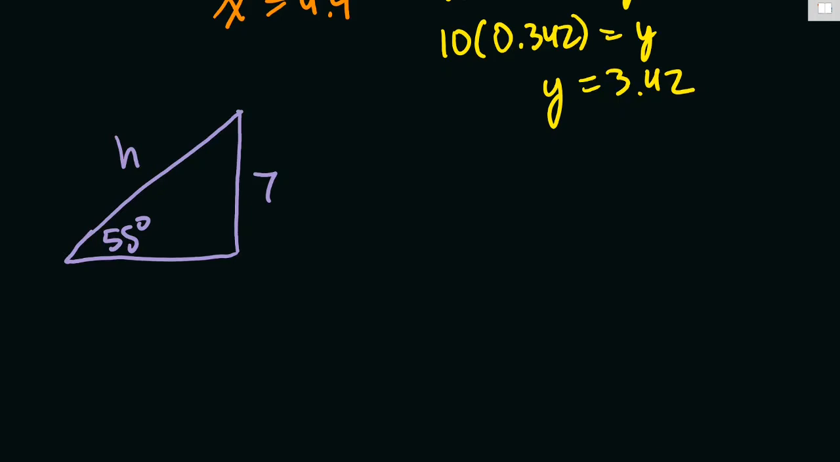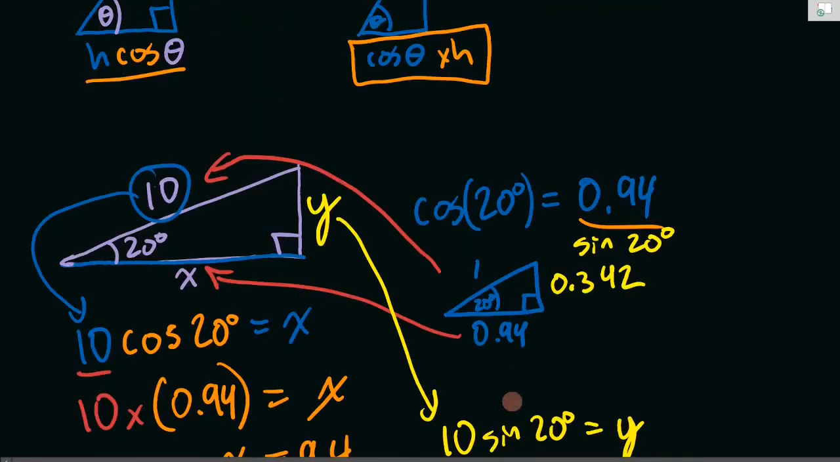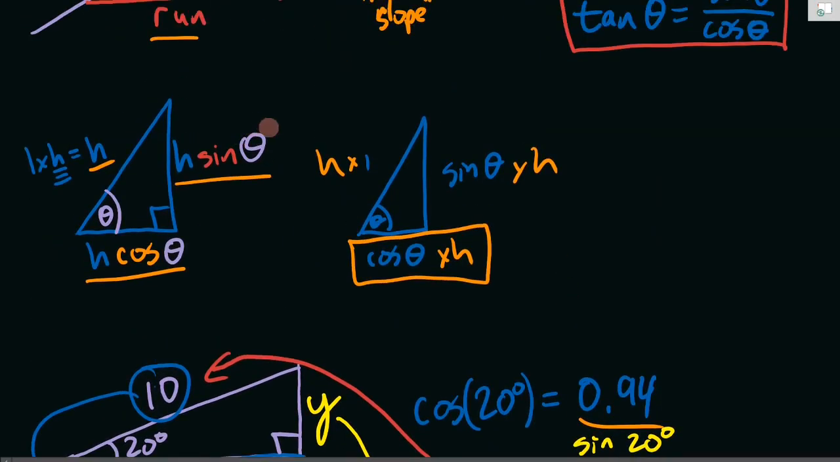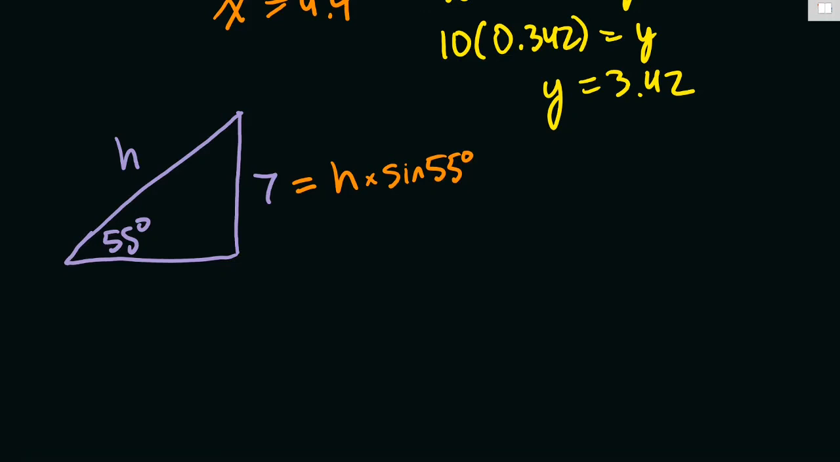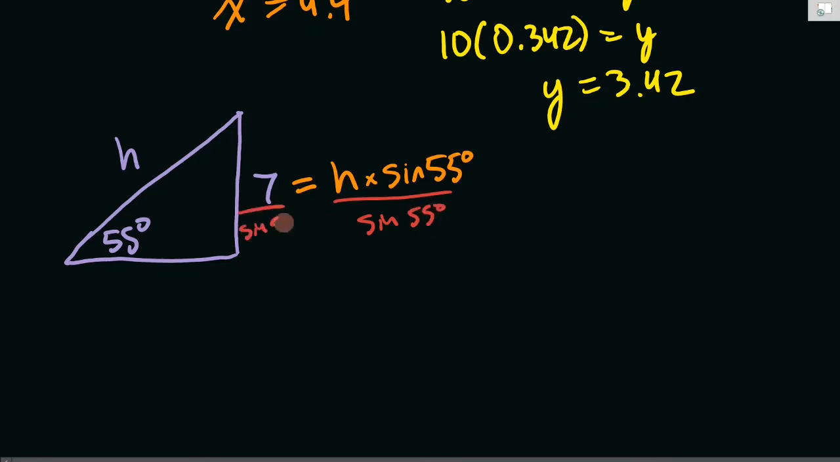Okay, so let's go back to my definition. The vertical component of my triangle is h, my hypotenuse, times the sine of my angle. So this side here is my hypotenuse times the sine of my angle. So this is an equation I can solve. I just need to divide both sides by sine 55. H is 7 divided by sine 55 degrees.